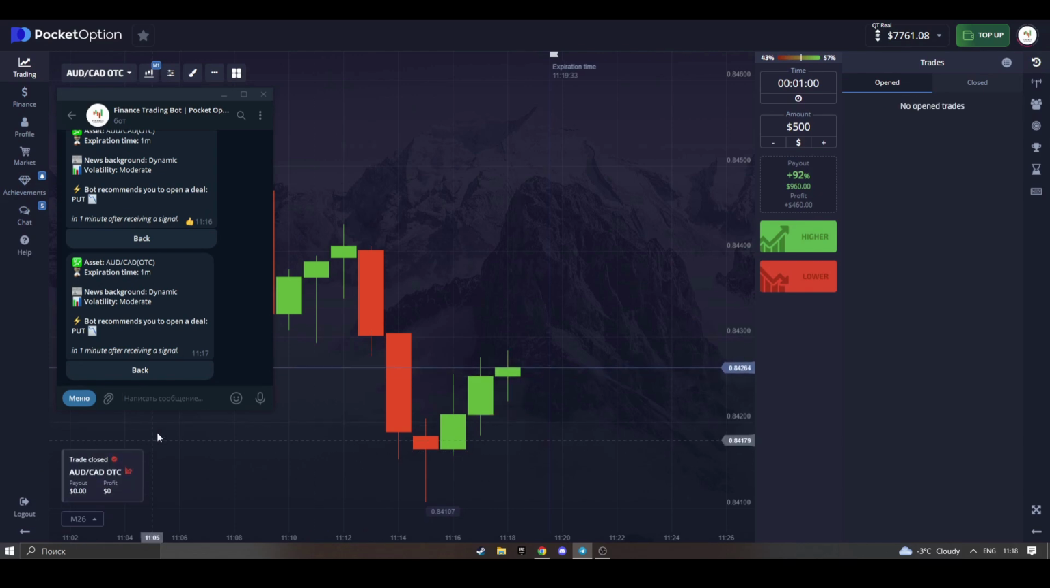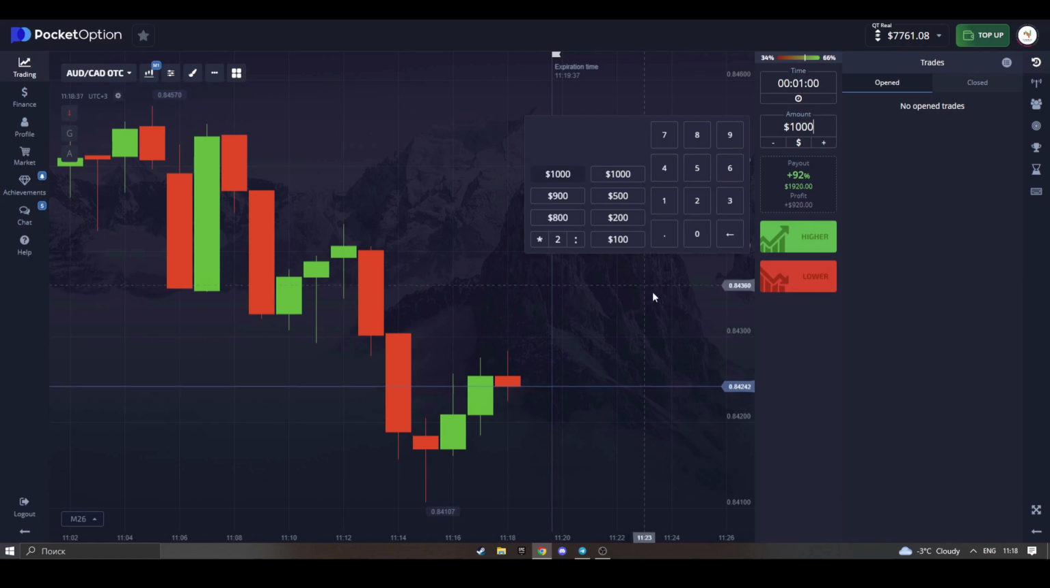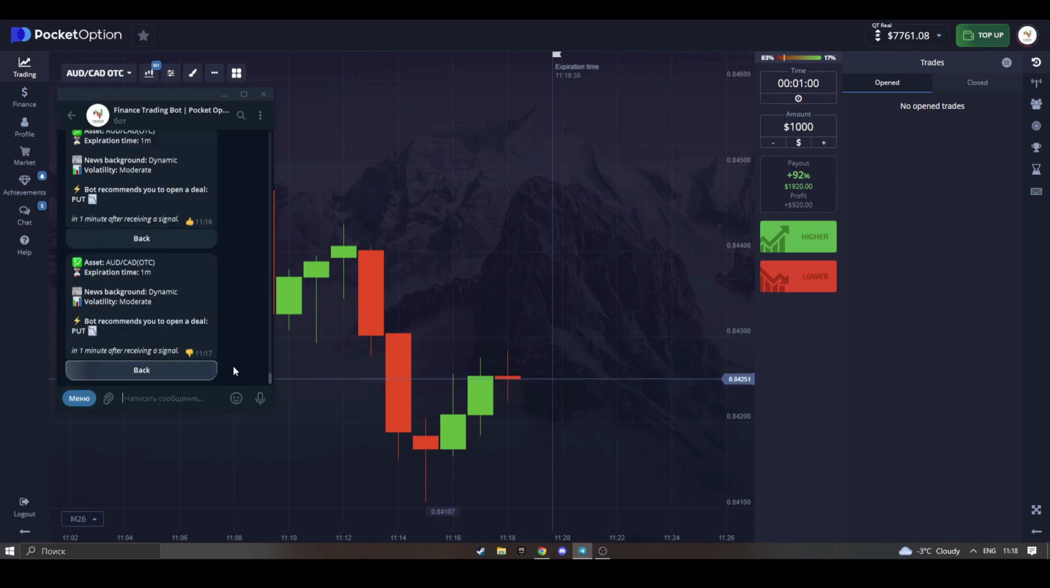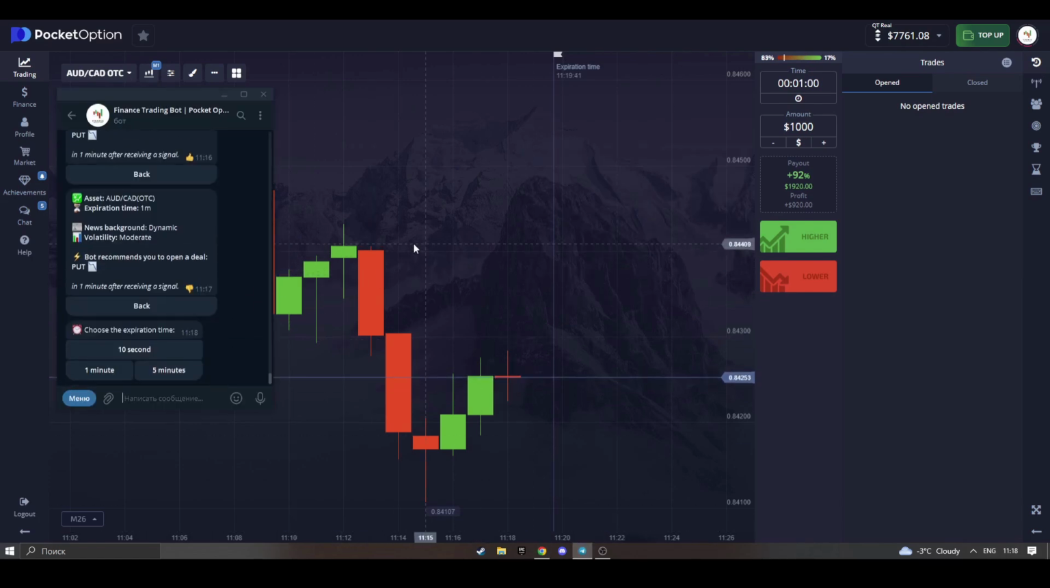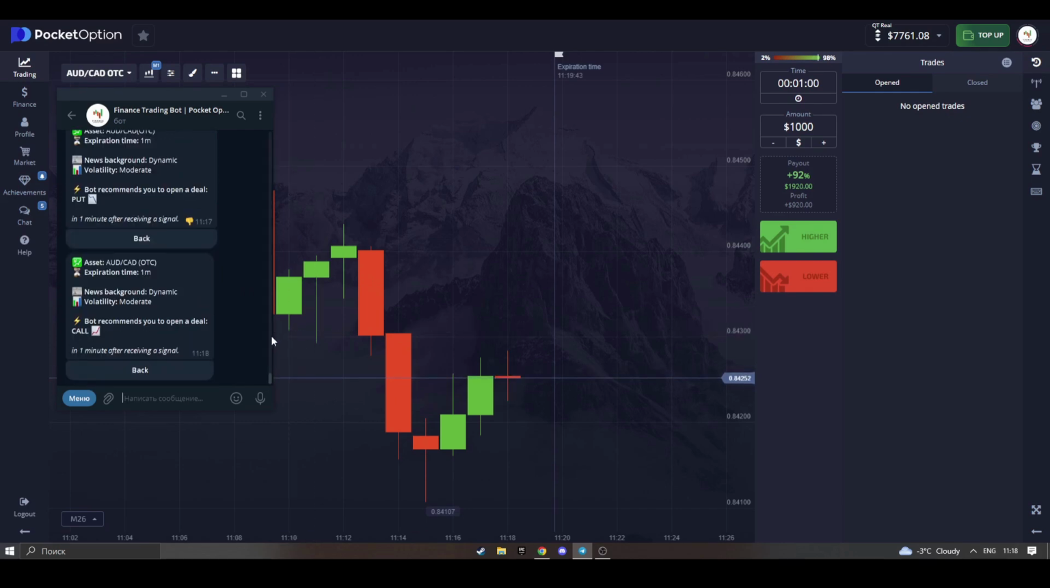This time we caught a minus. It's okay. Let's double our bet and open a martingale trade. This time we will open a trade for an increase as the bot recommends.